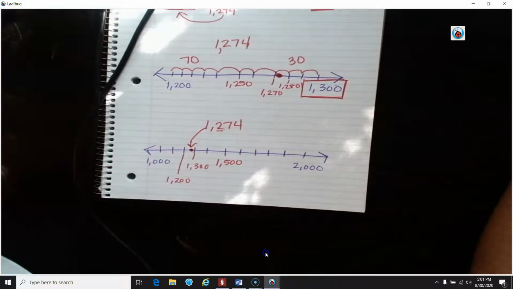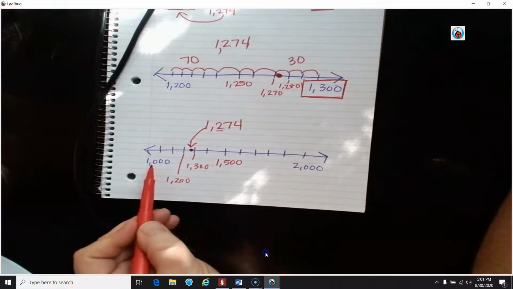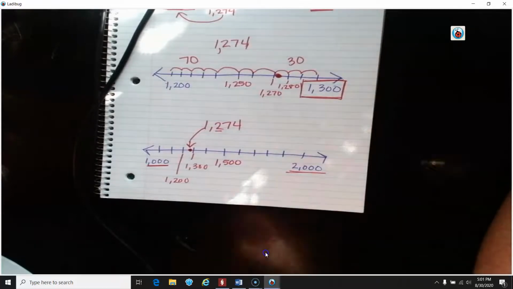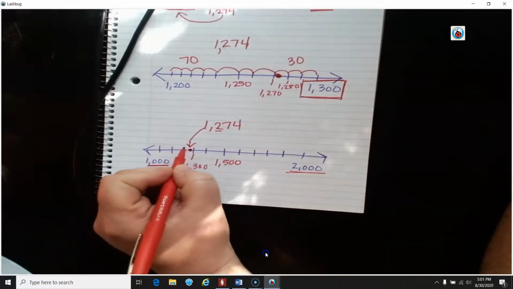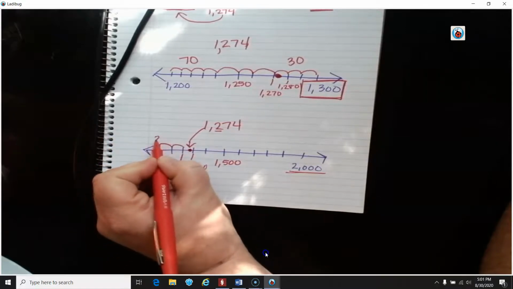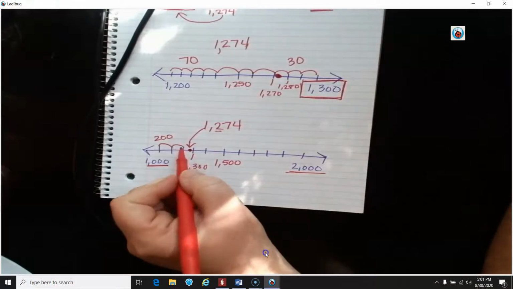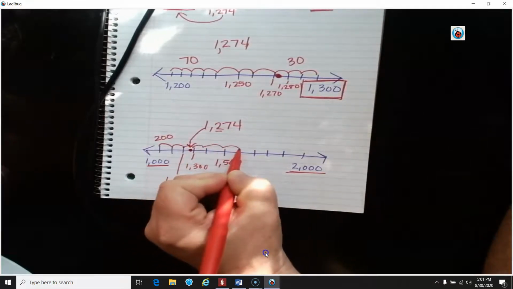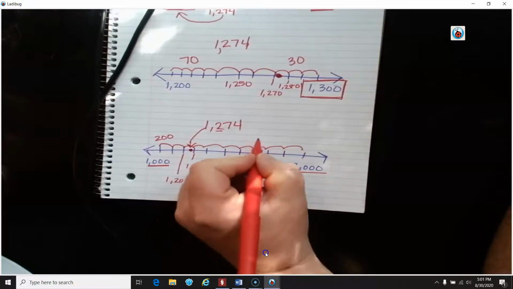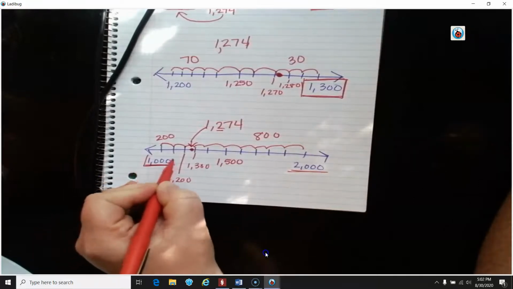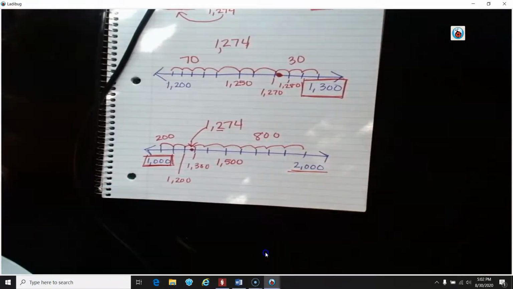So now I've got to figure out, am I closer to 1,000 or 2,000, and hopefully this number line helps you see which thousand it is closer to. But we'll do our hops just in case. 1, 2. Now these are hundreds, so that's 200 units away. And going this way, we have 1, 2, 3, 4, 5, 6, 7, 8. 800 units away. So we can see here that this number rounds to 1,000, okay?